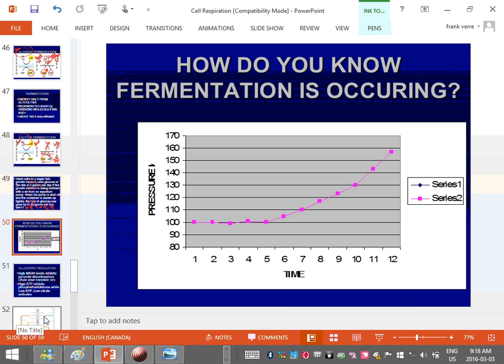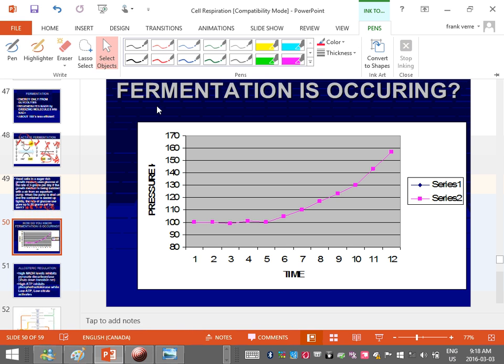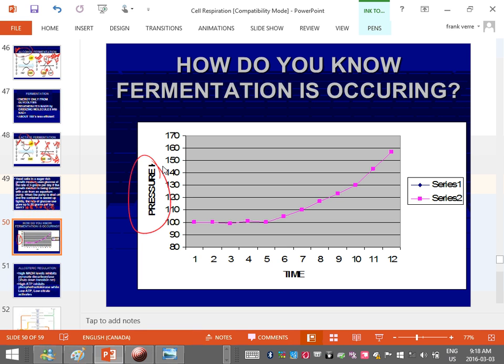Here's a chart that's showing you pressure. Now, we talked about this before. In aerobic respiration, the pressure stays what? The same, or does it change? What do you think?